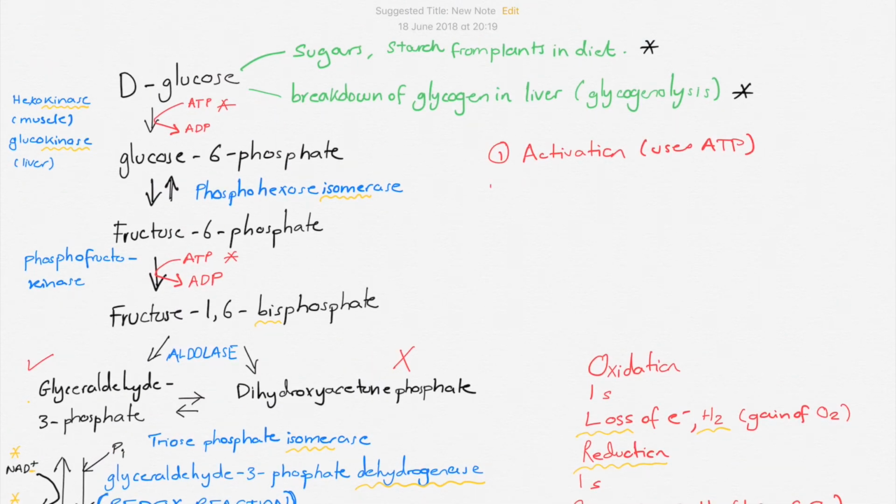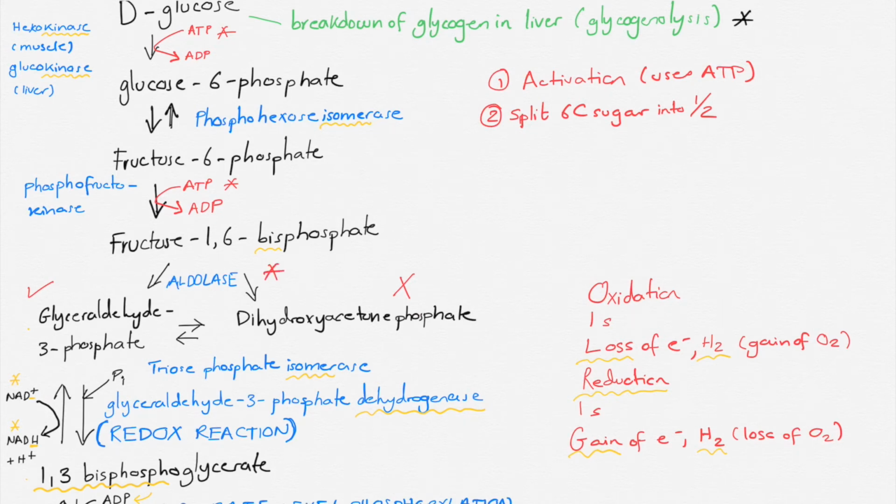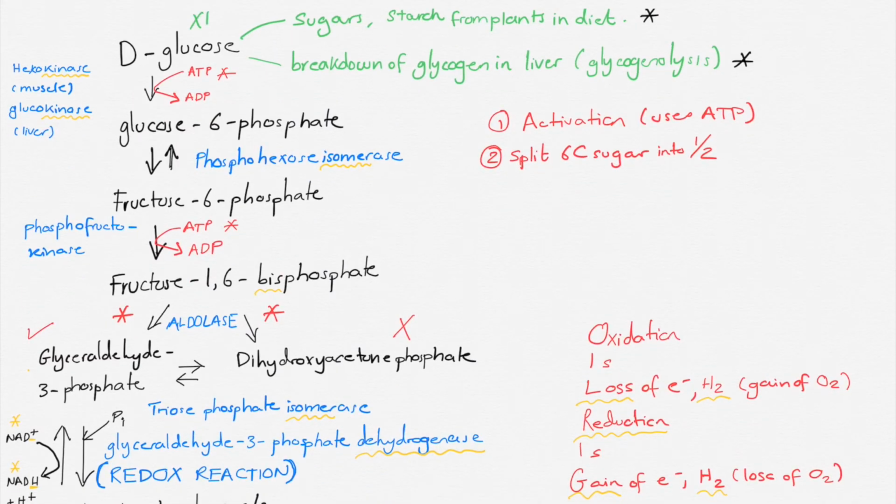We then had another step where we split the 6-carbon sugar into half. For example, here is where we did it. We split fructose 1,6-bisphosphate into half. And from this point onwards, we're making 2 times of everything. So here, for example, we're starting with 1 times 6 carbon, but as soon as we split it, we go in times 2. Times 2 of everything, because 2 times 3 is 6.